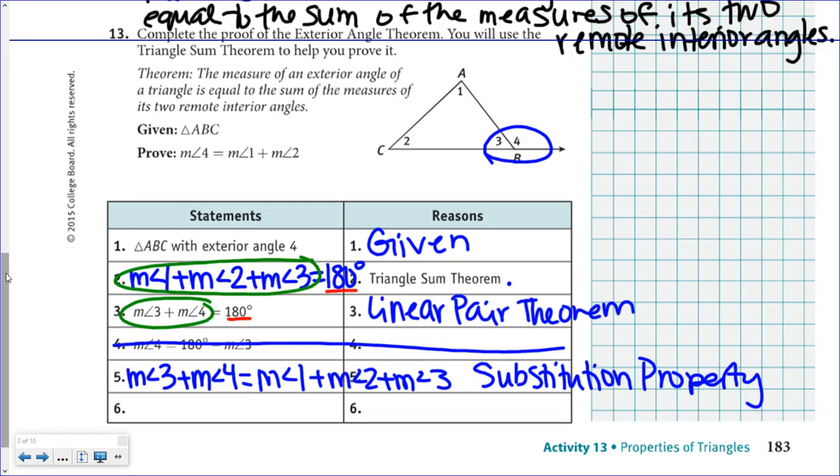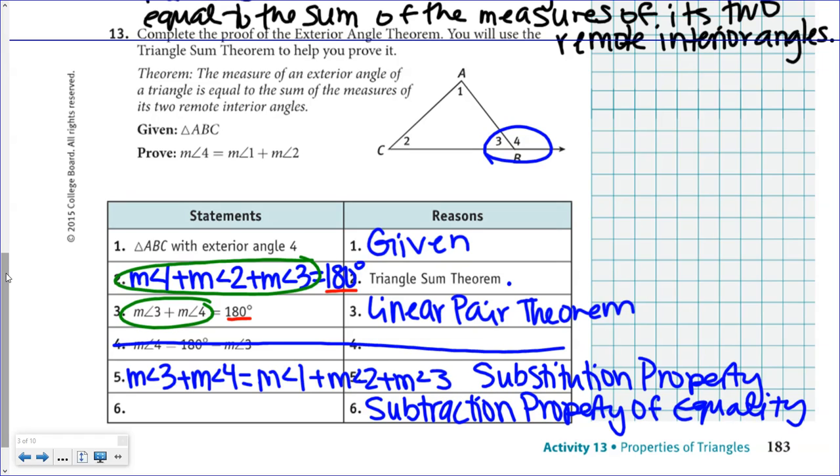Then, if we use the subtraction property of equality, we can subtract the common term on both sides, which is the measure of angle 3. And so if we subtract it, we are left with that the measure of angle 4 equals the measure of angle 1 plus the measure of angle 2, which is exactly what they were wanting us to prove.